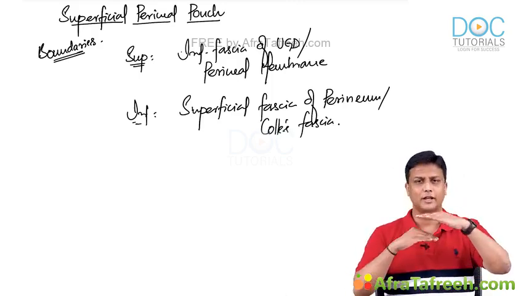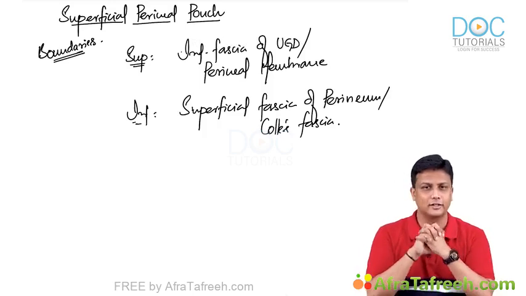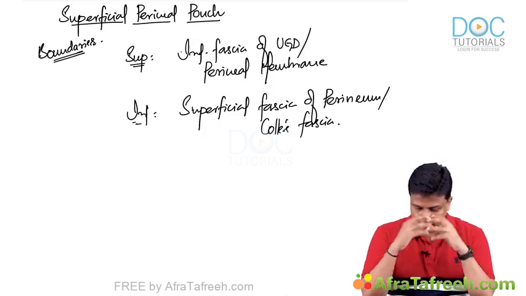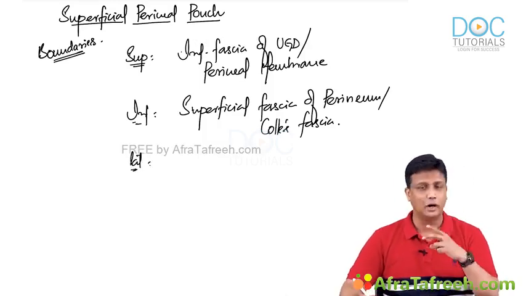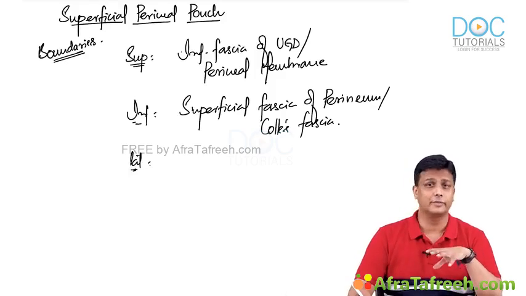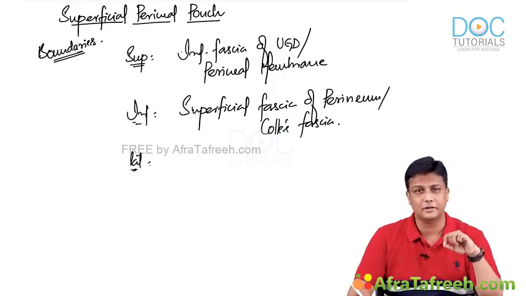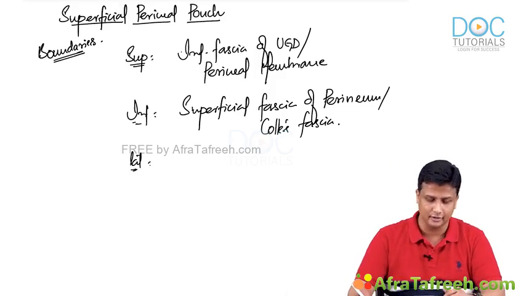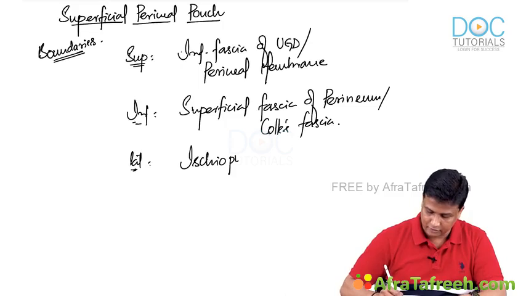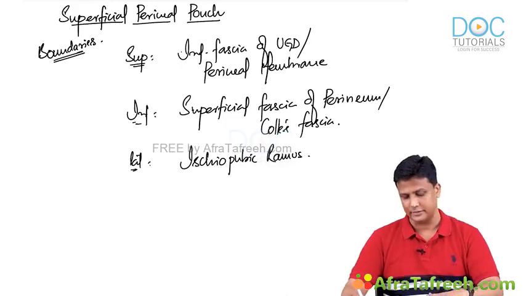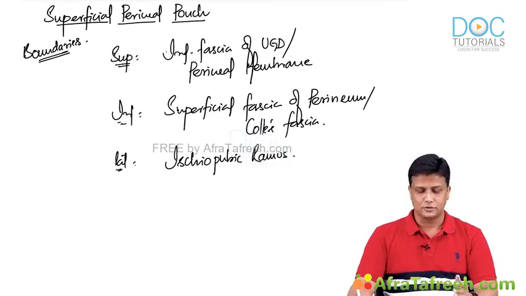Just try to recall those 2 layers: the inferior fascia as well as the superficial fascia. So, perineal membrane and the Colles fascia. And then what do you have laterally here? Again the same thing. The 2 pouches, the deep perineal pouch and superficial perineal pouch, both of them are present in the urogenital triangle. That is why, what do you have laterally? Laterally you'll be having the ischiopubic ramus. Ischiopubic ramus there. So that will be the boundaries of the superficial perineal pouch.